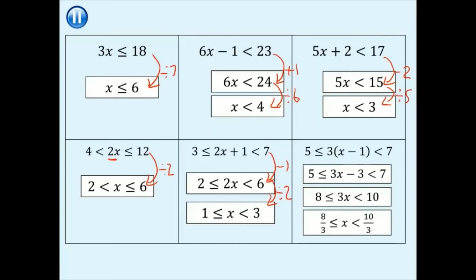expand the brackets first, then add 3, and then divide by 3. You'll notice here I've left the answers as top-heavy fractions. There is nothing wrong with that. If you wanted to, you could write 2 and 2/3 and 3 and 1/3, or you could have 2.6 recurring and 3.3 recurring. I personally prefer to leave in top-heavy fraction because it's accurate.